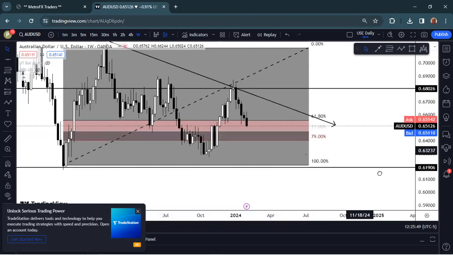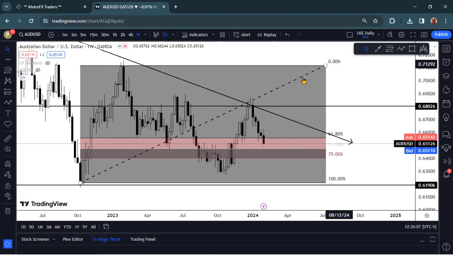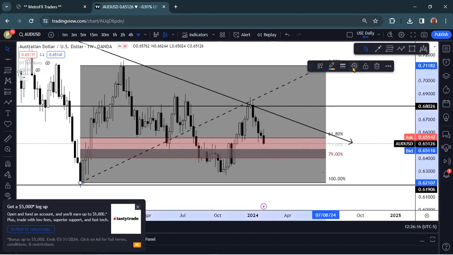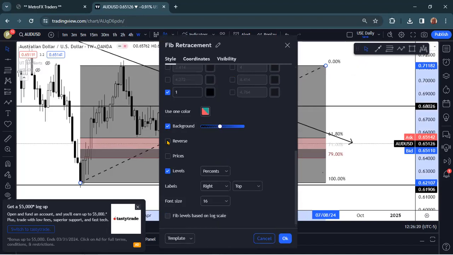Okay. And our sweet spot, 61.8, 71.00, and 79.00. So we can anticipate it coming down here. Okay, well, no. Let's reverse that because that is for an uptrend. Let's reverse it because we're in a downtrend. And to reverse it, you're going to click on the gear, click on reversal.